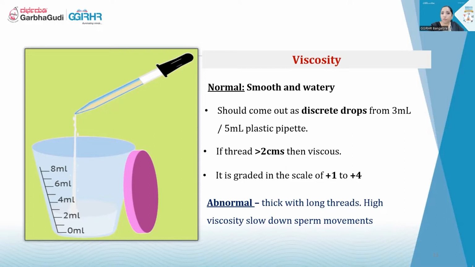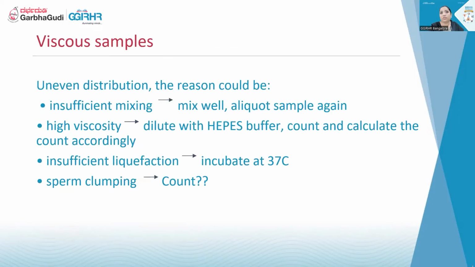So when we are washing the sample for IUI, IVF or ICSI, there are certain steps that the andrologist can take to correct or improve the movement of the sperms. A viscous sample can also be due to certain reasons like insufficient mixing. If the sample is not mixed well, what the andrologist can do is aliquot, mix well, and then aliquot the sample again and assess again.